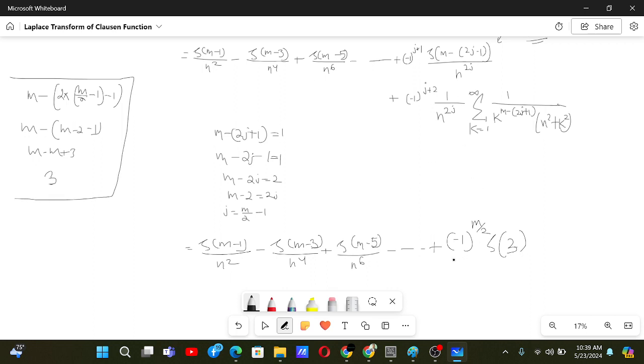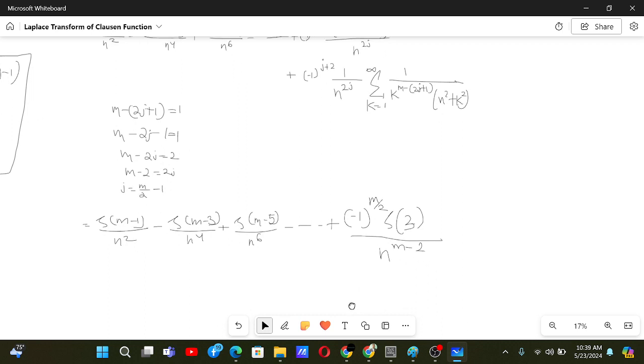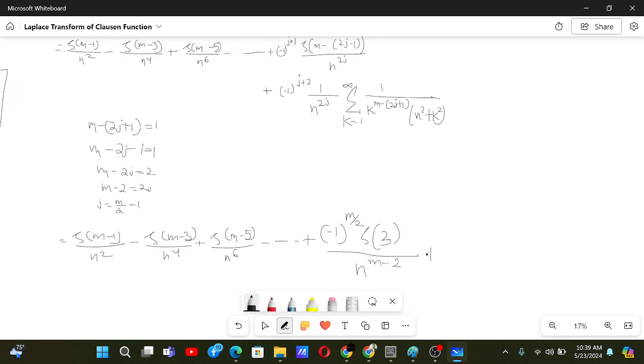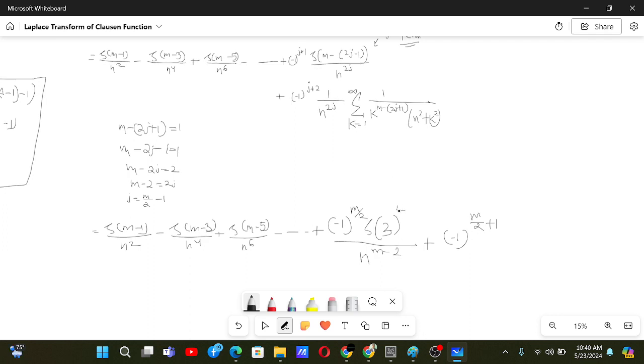Okay, and now over here we have n to the power j, where j is m by 2 minus 1, so that's actually just m minus 2. Yes. And let's write out the last term now. The last term is plus minus 1 to the power j, which is m by 2 minus 1, so this will be m by 2 plus 1. You guys also remember that this is just the base term, and that will be helpful later on. We will need this.